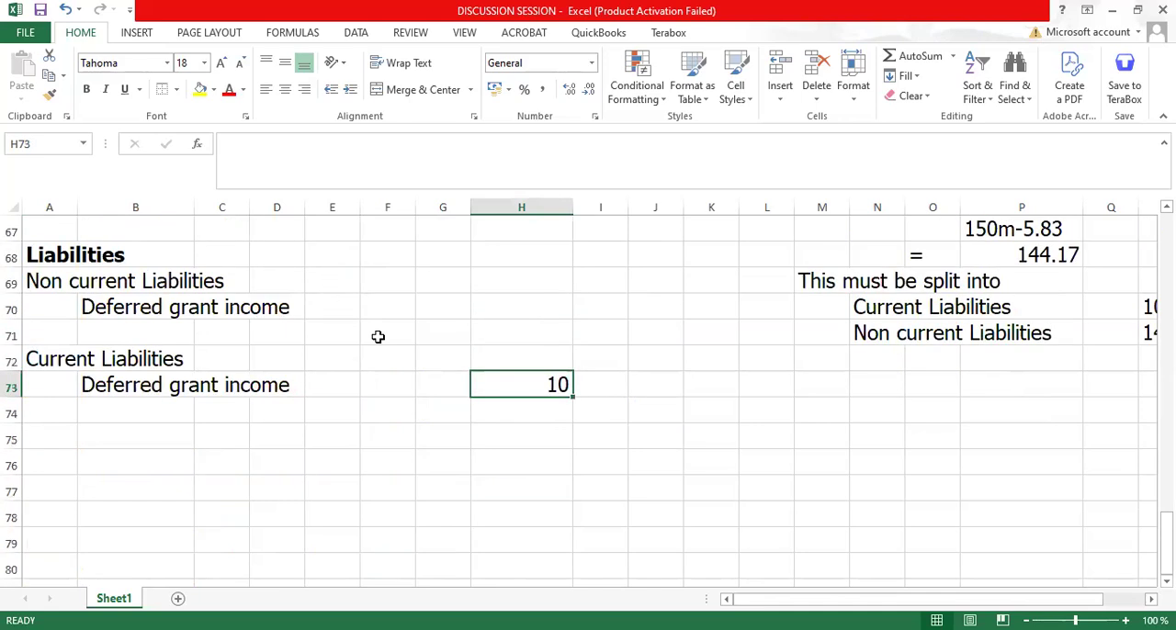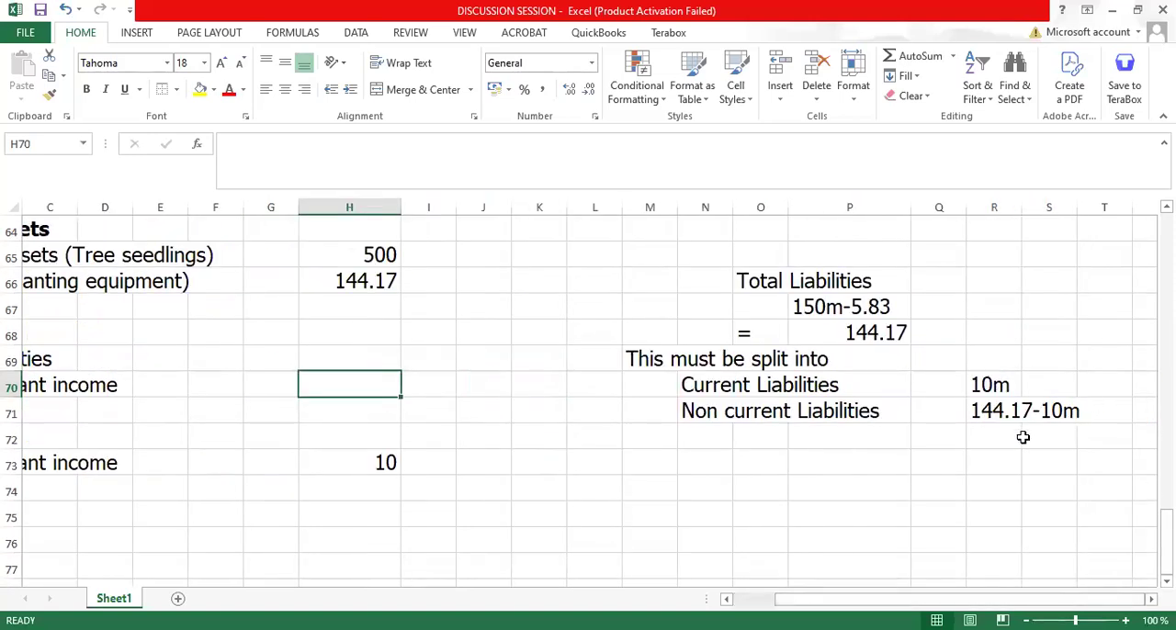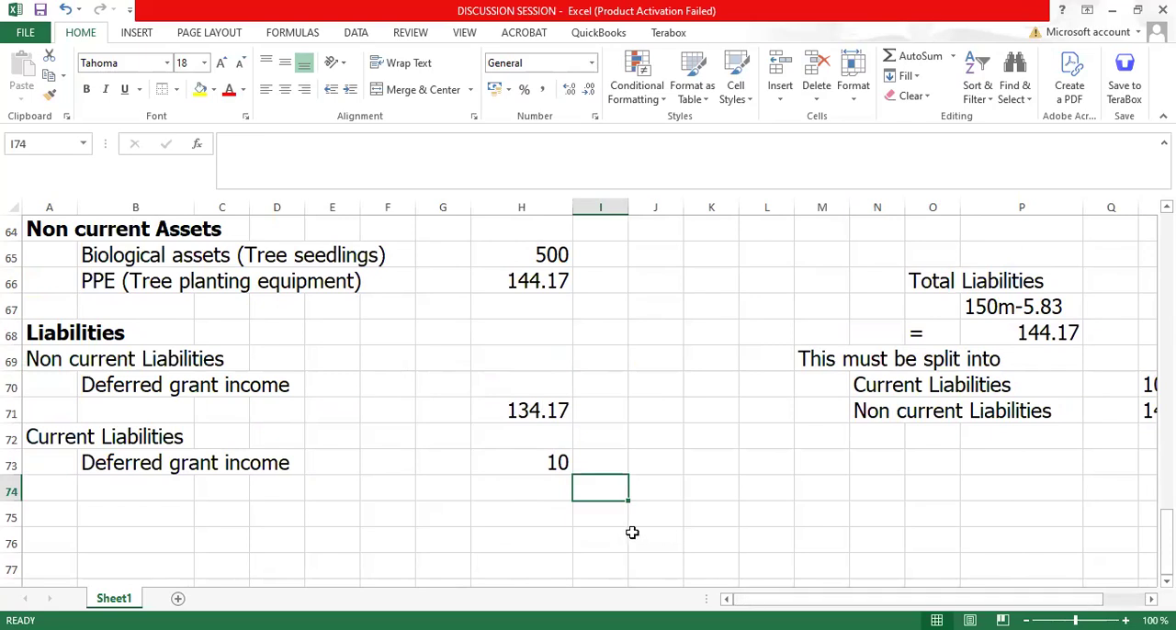Then the balance, deferred grant income, it will be what? The balance here. What is our balance? This one minus this. That is 134 point this. And that's all. That's really all. That's what must be done.